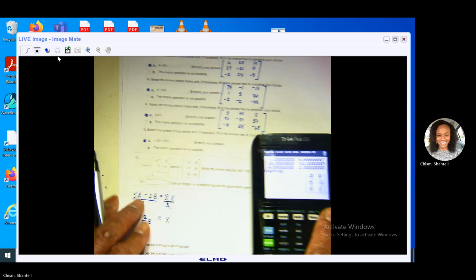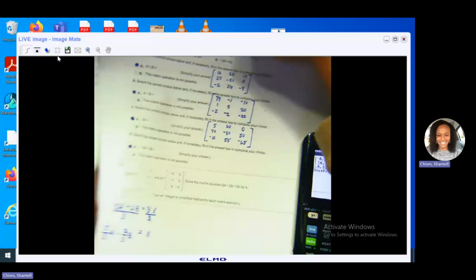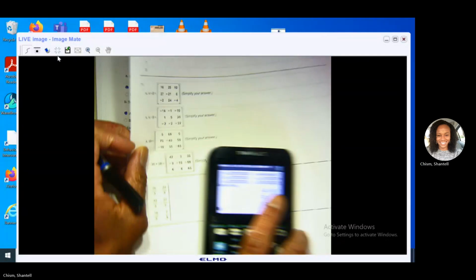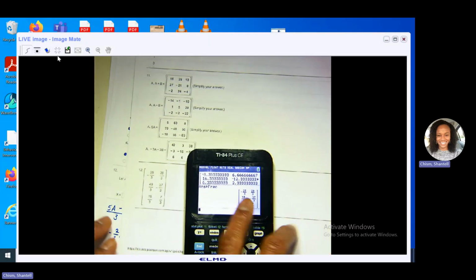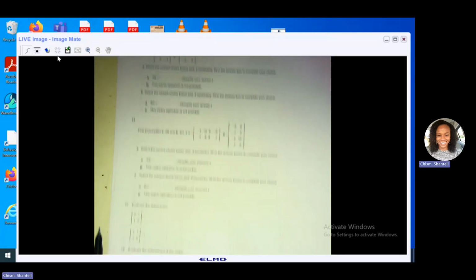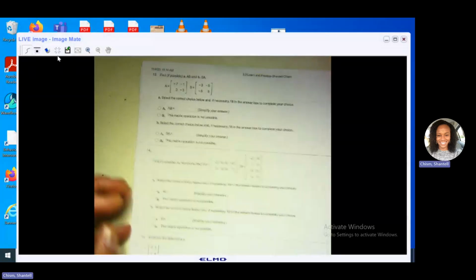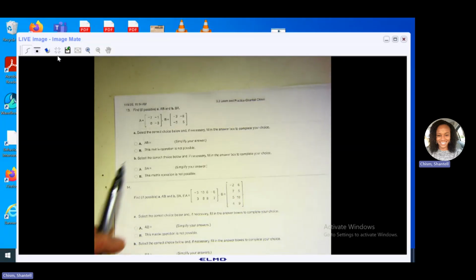Okay. And of course, the solutions are at the back, if you want to see that we got the same answers there. Okay. All right. Number 13 and number 14 is asking us to multiply.